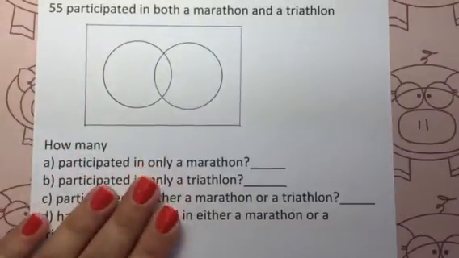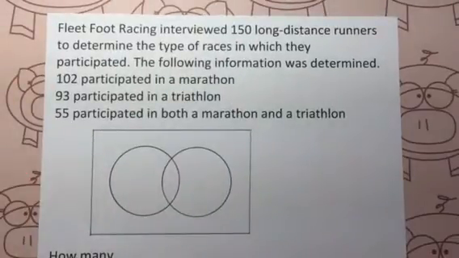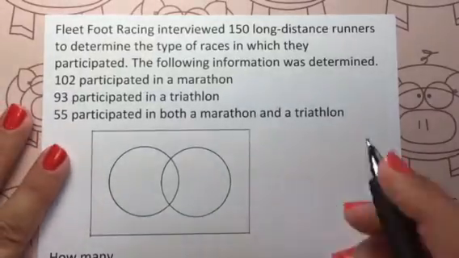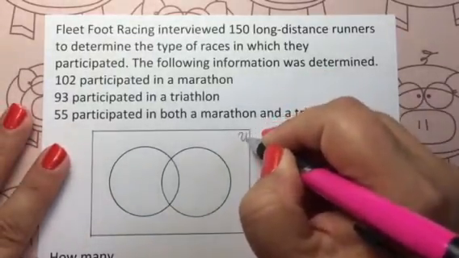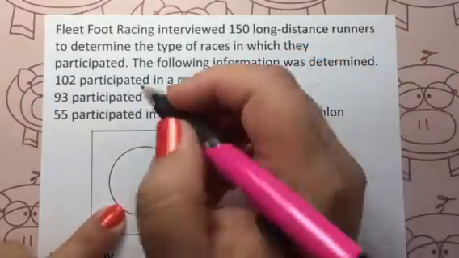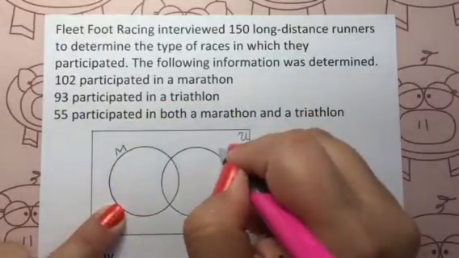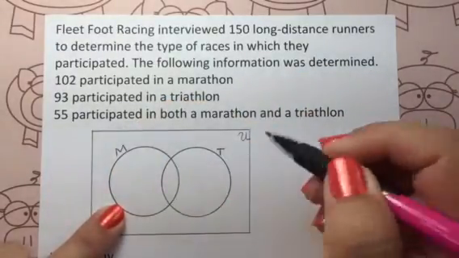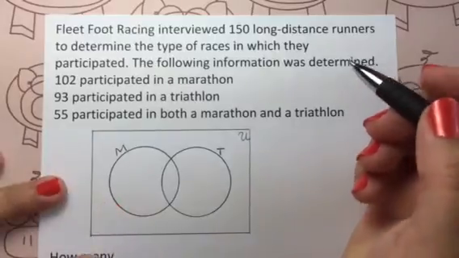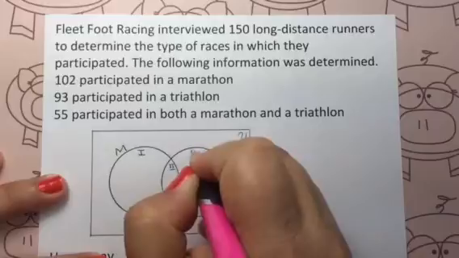Well, I have no hope of answering these questions unless I organize my information in a Venn diagram. So I'm not even going to read the questions yet. I'm going to fill out my Venn diagram. Okay, so the rectangle is my universal set. I'm going to let this first circle be the people who participated in a marathon, and I'm going to let this be the people who participated in a triathlon. Okay, and again, I have 4 regions.